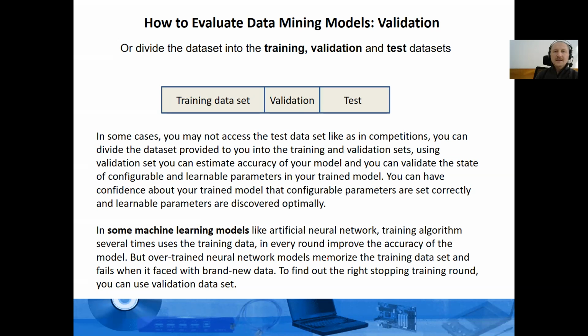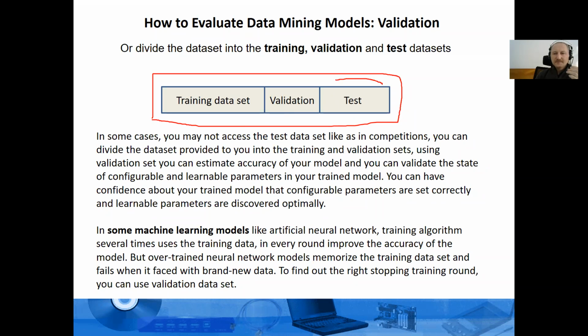Sometimes in this approach, you are dividing your data into 3 parts. First part is called training, second part is validation, and third part is testing. When we are using this technique, sometimes you don't have access to test data. They will not give you test data.